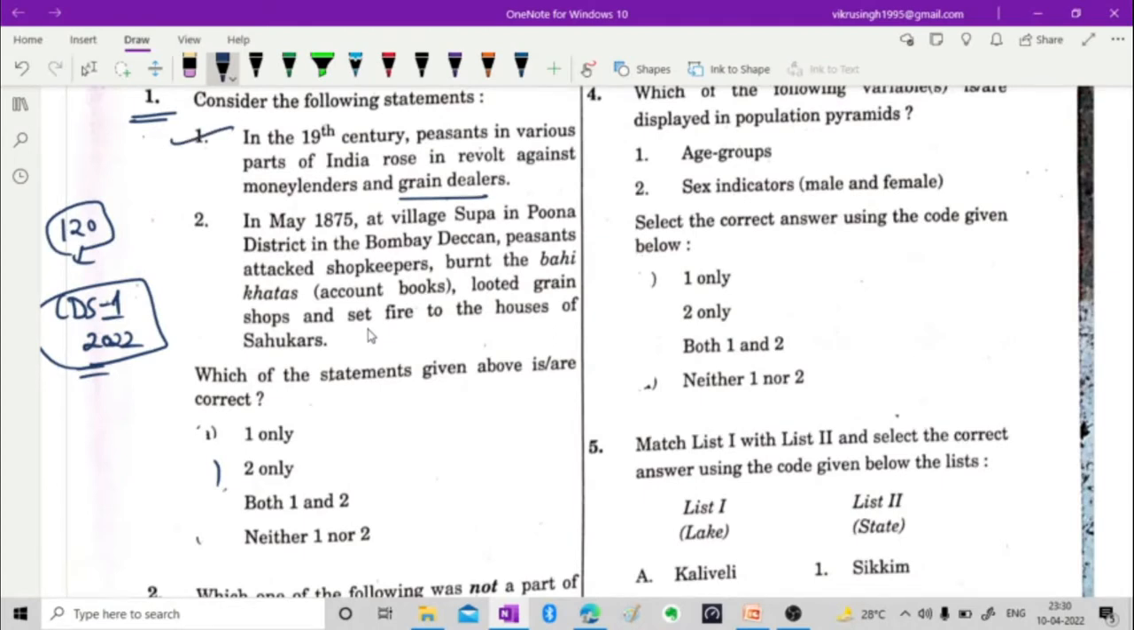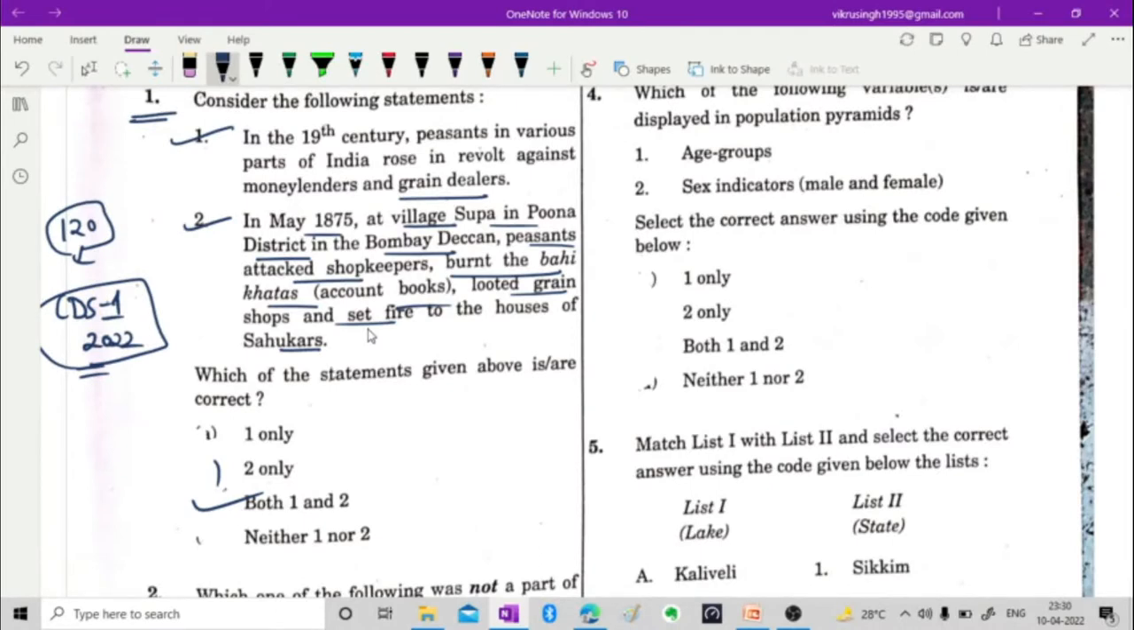So this was correct. In May 1875 at the village Supa in Pune district in Bombay Deccan, peasants attacked shopkeepers, burned the bahi khatas, account books, looted grain shops, set the fires. This is also correct. So the correct option is option C, that is both 1 and 2. Let's have a background of all these things.